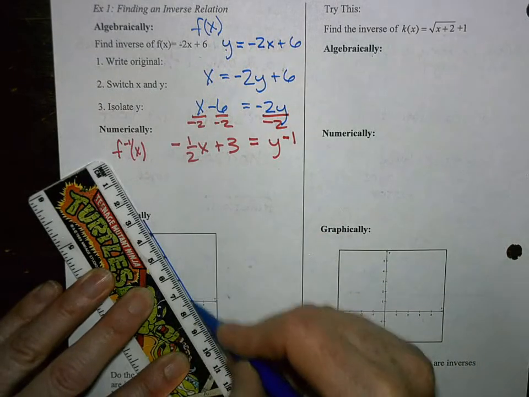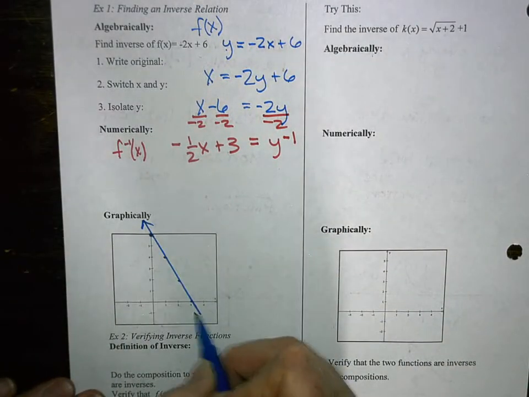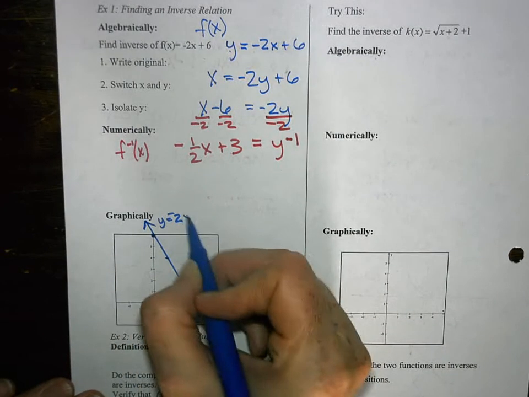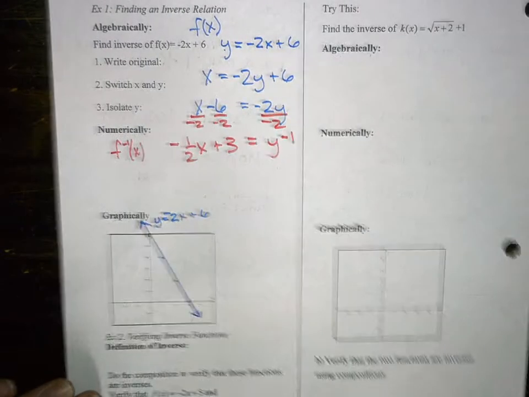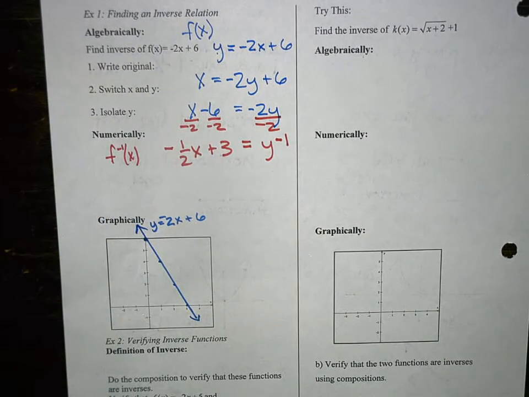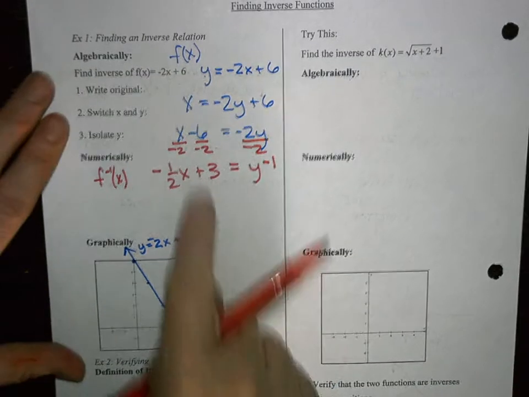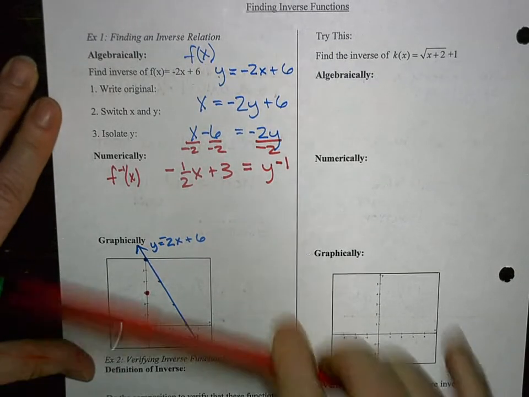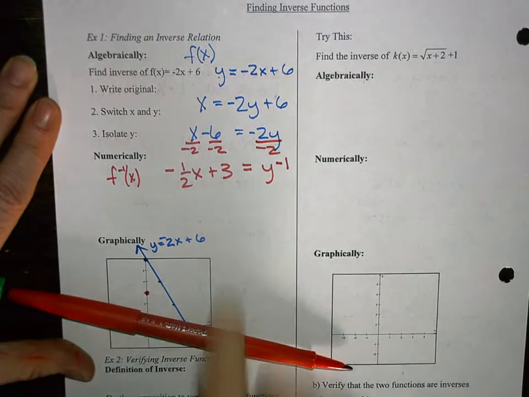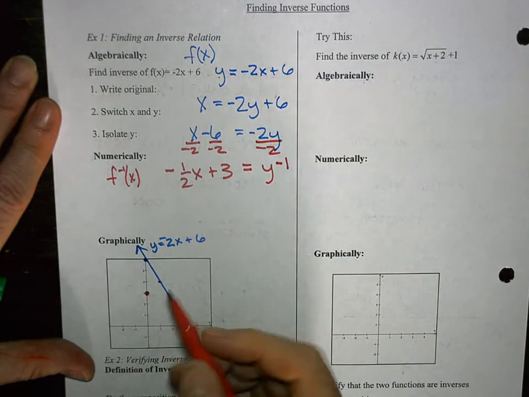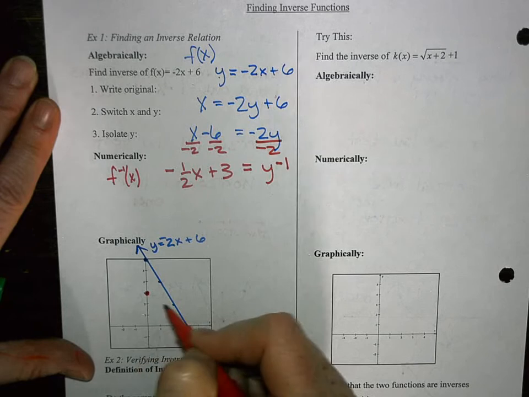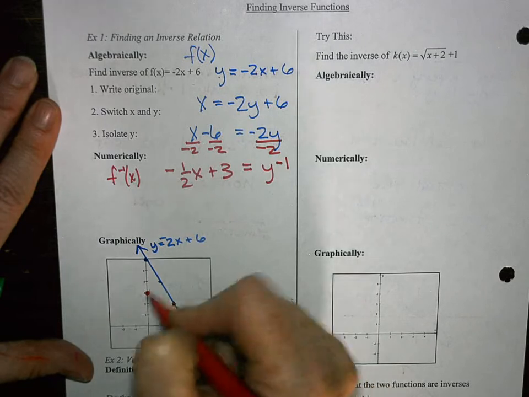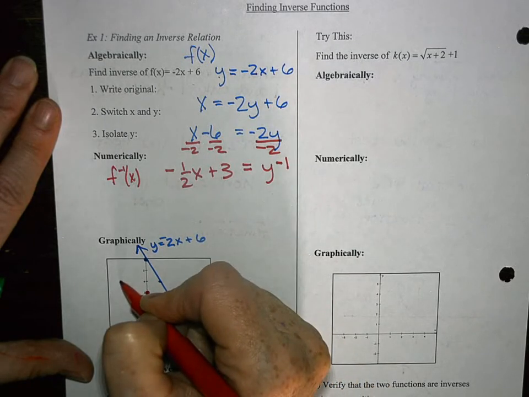Draw it in. This is my original f of x line, y equals negative 2x plus 6. Let's graph the inverse from its equation. It has a y-intercept of positive 3. It also has a negative slope, but it's going to be flatter. So it's going down 1 over 2, or up 1, left 2. Graph a few points.